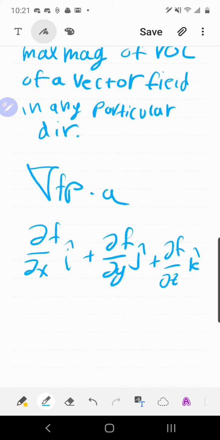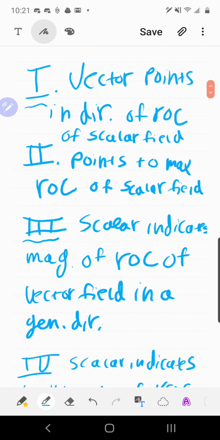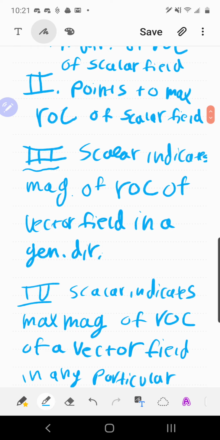This is a vector that points in the direction of the maximum rate of change, also known as the maximum slope. So, that being said, the only one of the answer choices that was talking about maximum slope, maximum rate of change, is number 2.